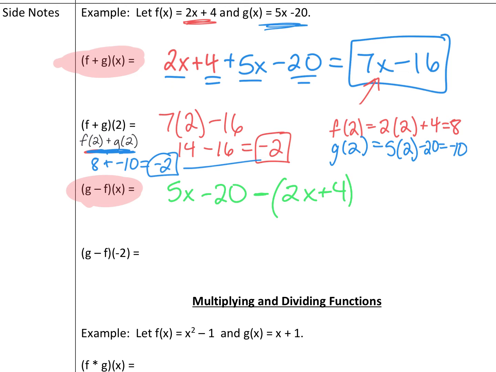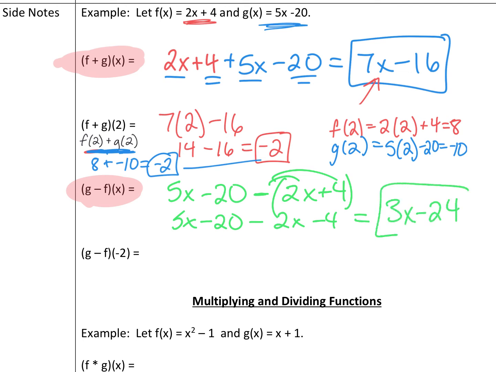This tells me that I've got to do what here? I've got parentheses. I've got to distribute that out. So I end up with 5x minus 20 minus 2x minus 4. And when I add those like terms together, what am I going to get? You got it. 3x minus 24. Are we okay with that?